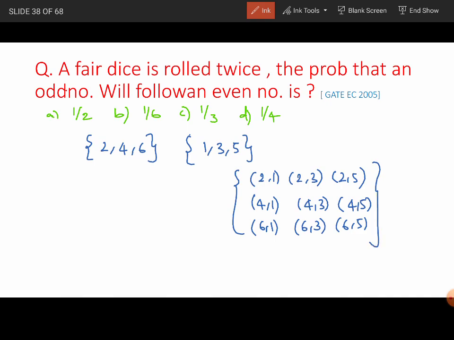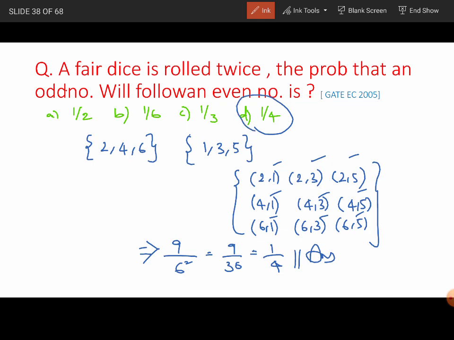So the number of favorable outcomes is how many? 1, 2, 3, 4, 5, 6, 7, 8, 9. So 9 by total outcomes, 6 power 2. So 9 by 36, which is equal to 1 by 4. 1 by 4 is the required probability that an odd number will follow an even number.